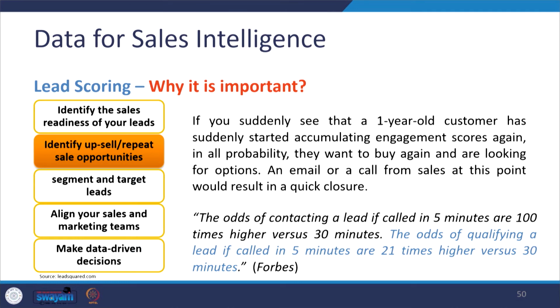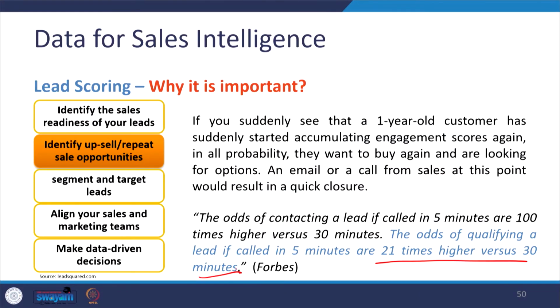The odds of contacting a lead if called in 5 minutes are 100 times higher versus 30 minutes. So whenever you get that buying signal, if a sales rep does the follow-up call within 5 minutes, there are 100 times higher chances that the lead will end up as a customer. And the odds of qualifying a lead if called in 5 minutes are 21 times higher versus 30 minutes. So see how timing is important. The moment you get some spikes about a particular account, it's your responsibility to approach that account as early as possible.